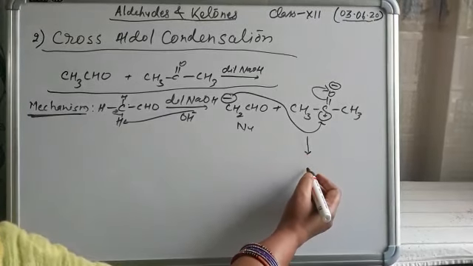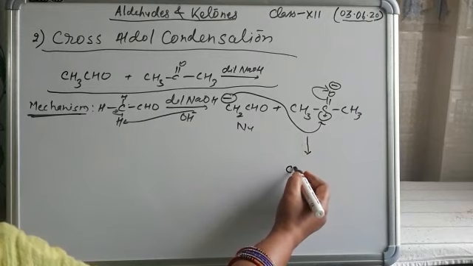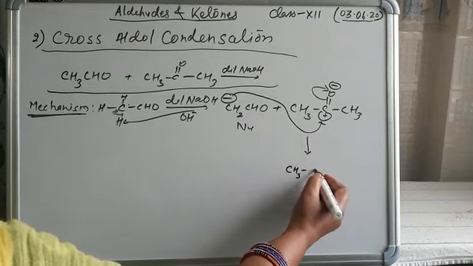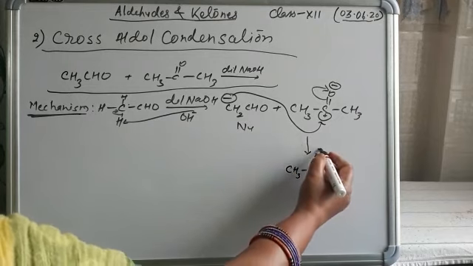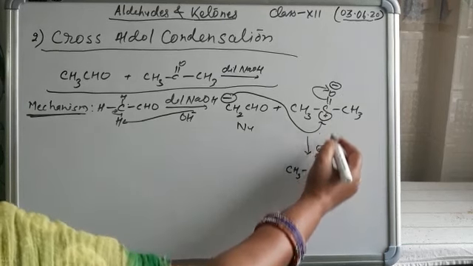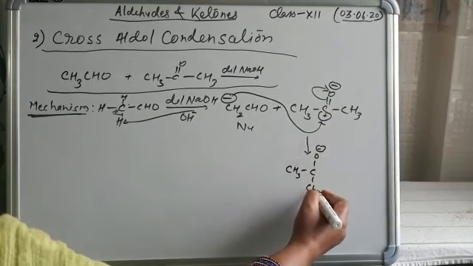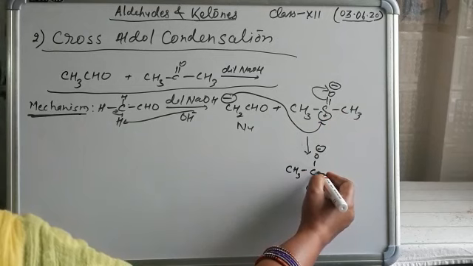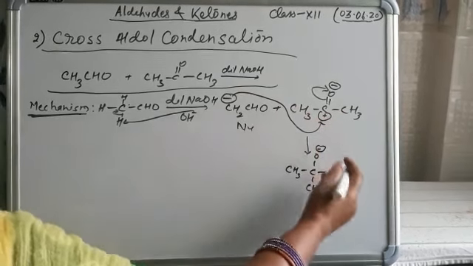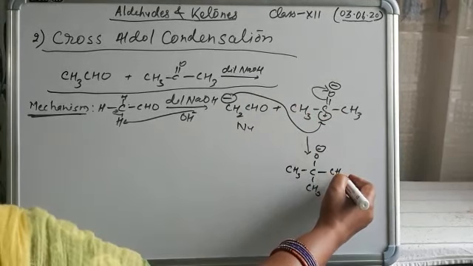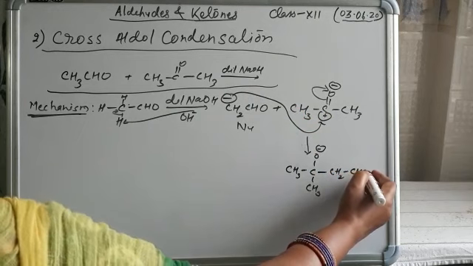Write down CH3 CO with negative charge and CH3 CH2 attached to this carbon and CHO.